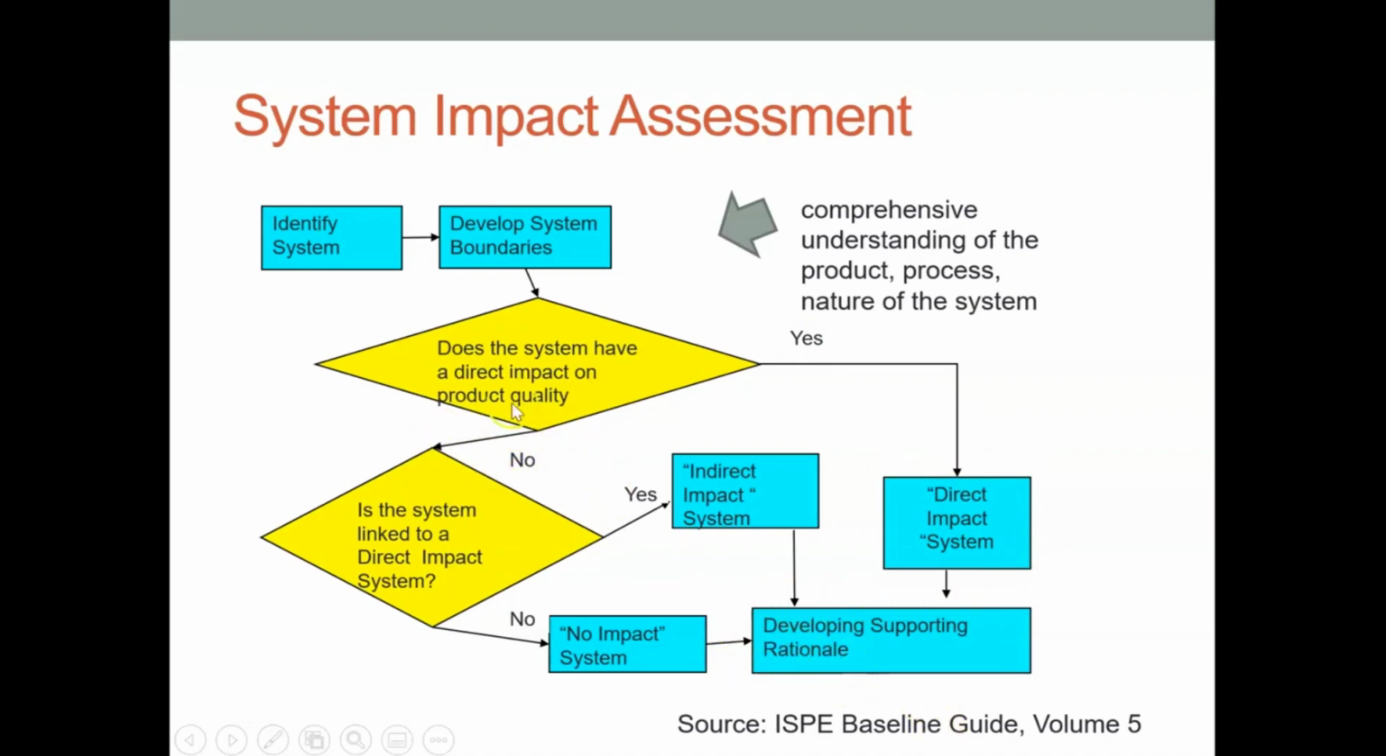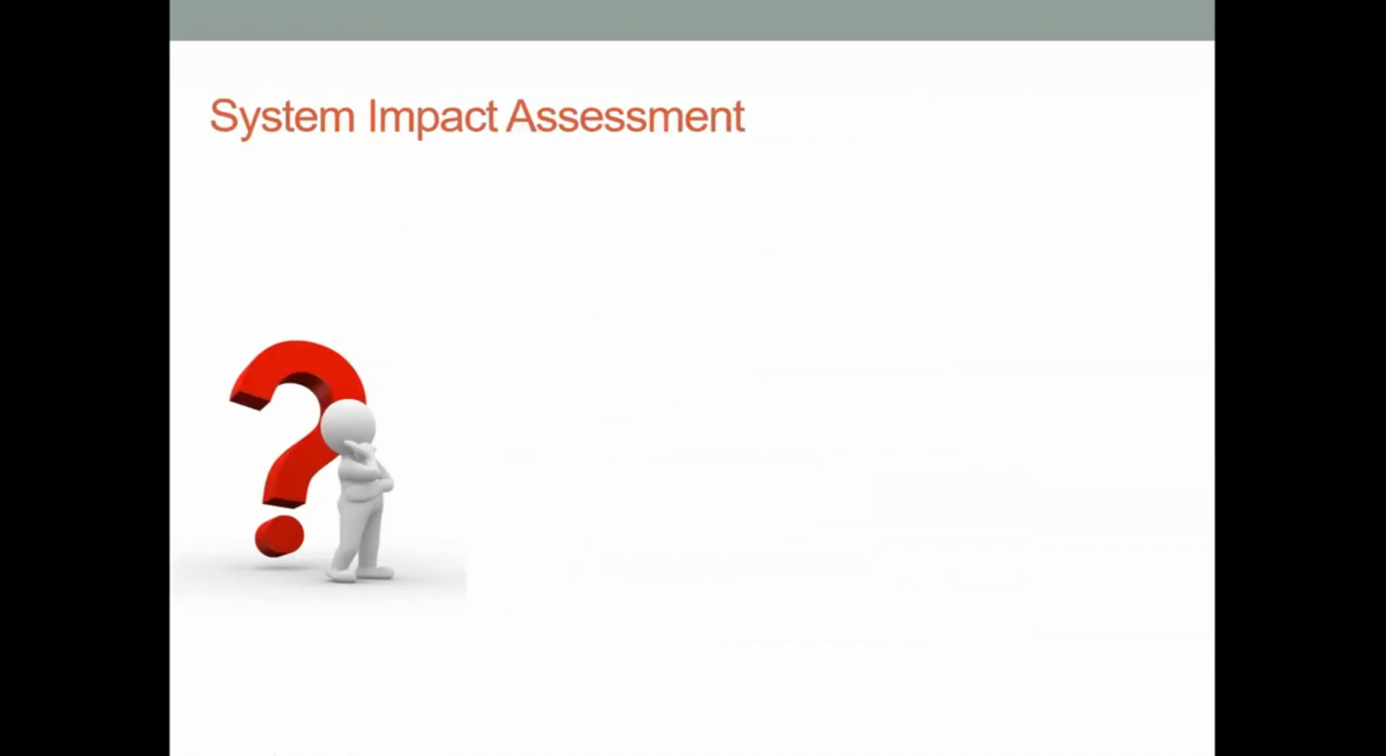If your answer is no, it doesn't have a direct impact, is it linked to a direct impact system? If it's yes, it's an indirect impact system, and you put your developing rationale around that. And if it's no, you decide it's a no impact system and you develop your rationale to support your findings there as well. These would need to be documented and could be called up in a regulatory inspection for verification.